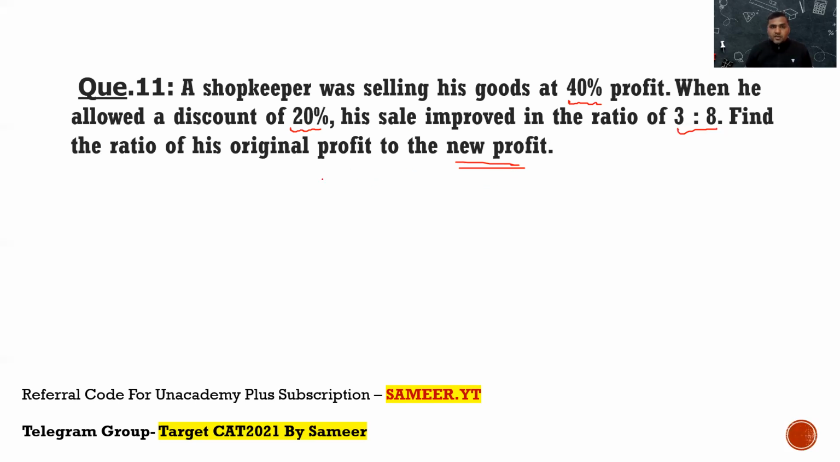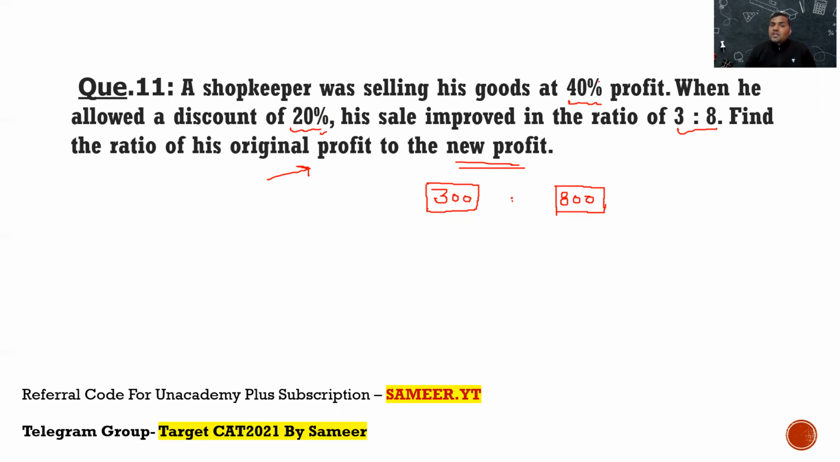See that? The meaning of this statement that his sales improved in the ratio of 3:8 means earlier if he was selling the goods worth 300 rupees, now he's selling the goods worth 800 rupees, right? That means if he was selling the goods with cost price of 300 rupees earlier, now because of the discount of 20%, his sales improved in the ratio of 3:8. That means he is now selling the goods whose cost price are 800.